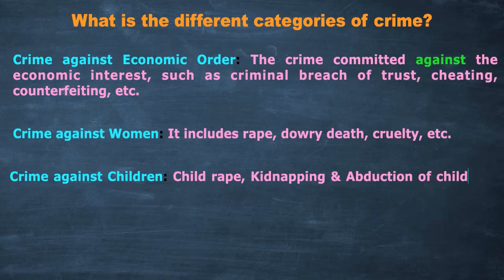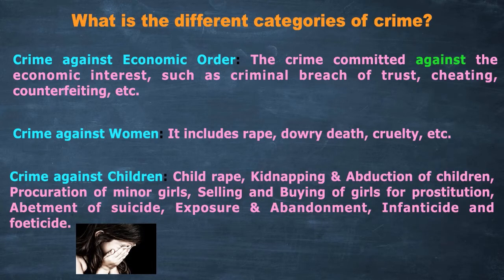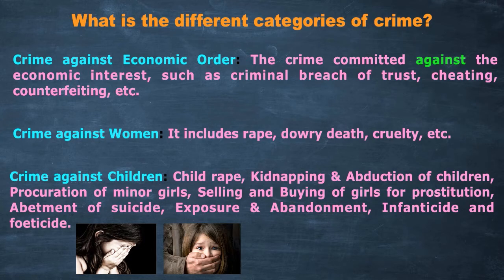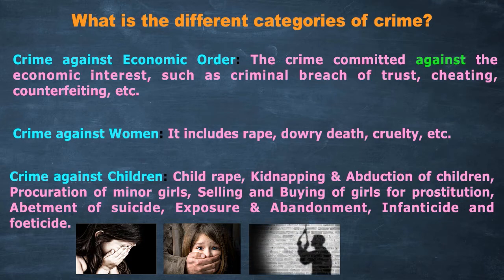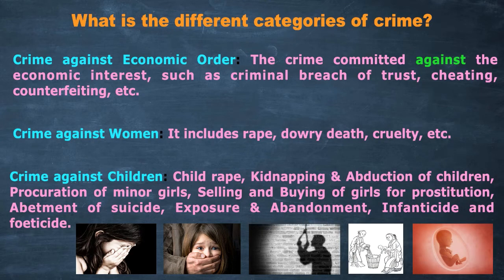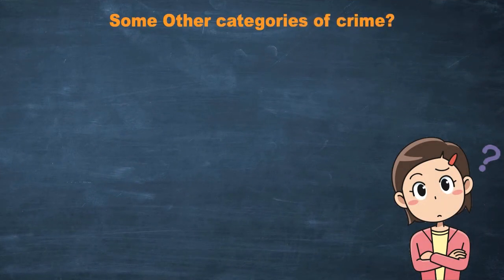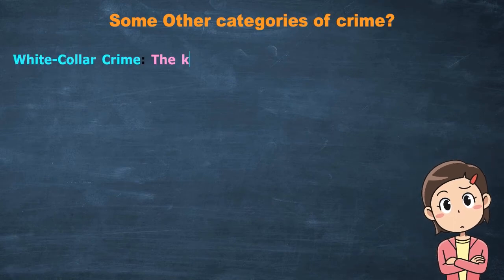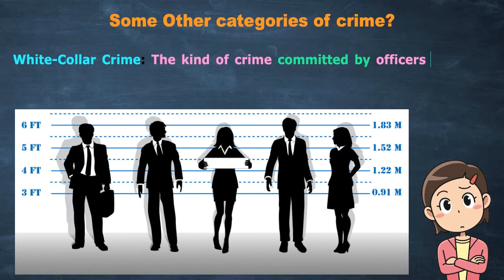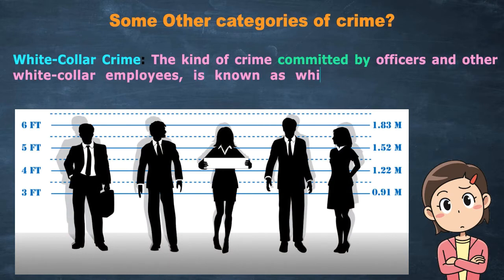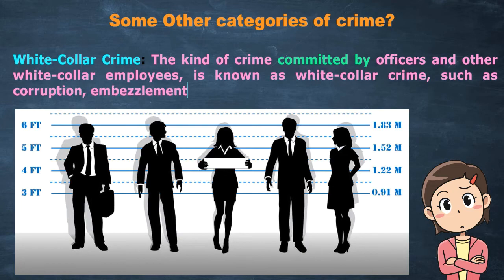Child rape, kidnapping and abduction of children, procuration of minor girls, selling and buying of girls for prostitution, abetment of suicide, exposure and abandonment, infanticide and feticide. All these are categorized as crime against children. Now I will discuss some other categories of crime, such as white collar crime. The crime committed by officers and other white collar employees is known as white collar crime, such as corruption, embezzlement, etc.